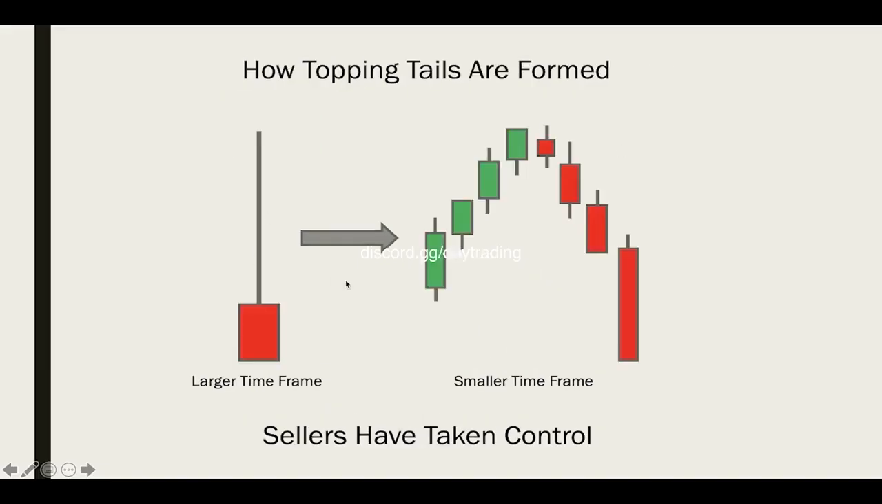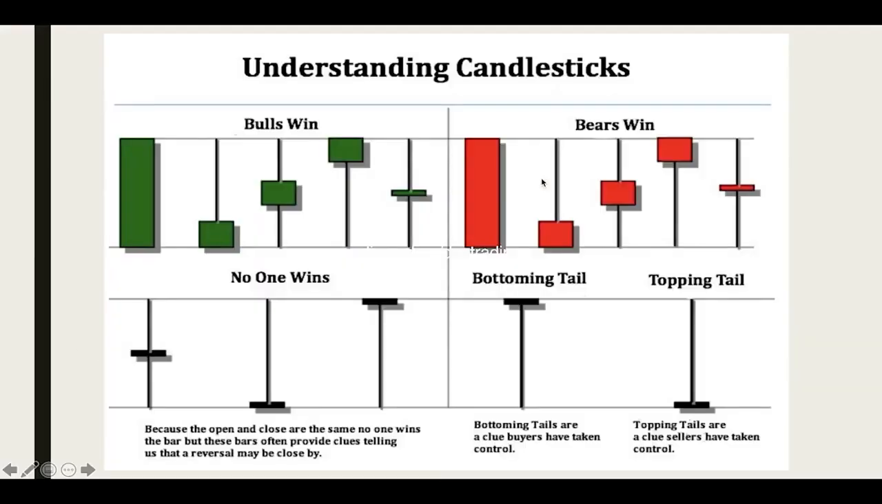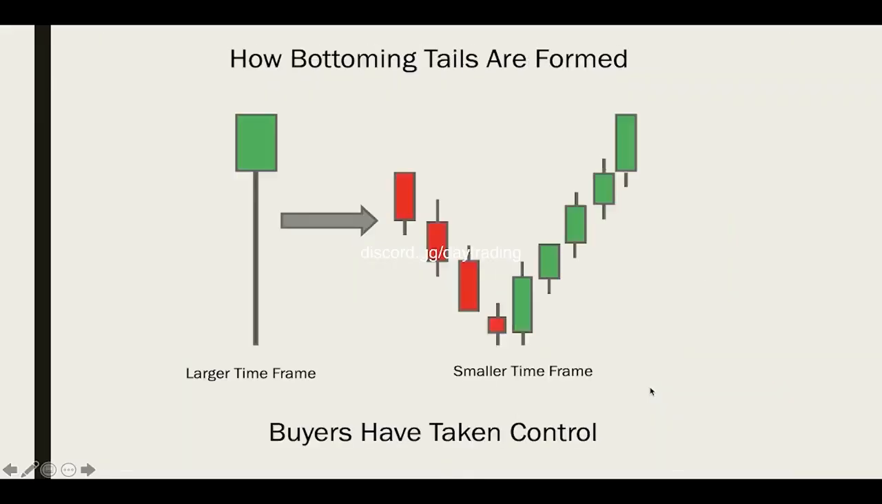If we look at a topping tail, we open at this price, we rally, the buyers come in, we make absolute highs, and then the sellers come in, they dominate, and they bring it all the way back down to make new lows, and we close at a lower price than where we opened. That's why it's red. And we could see that the sellers have taken control. So remember, a topping tail, very important. A topping tail is when the sellers have taken control. Okay?